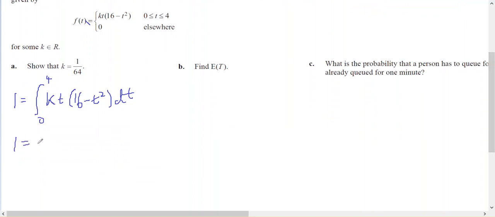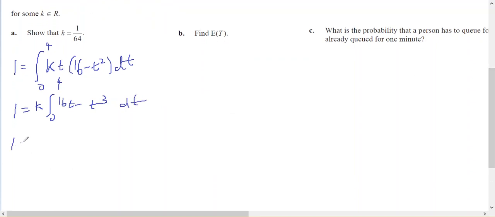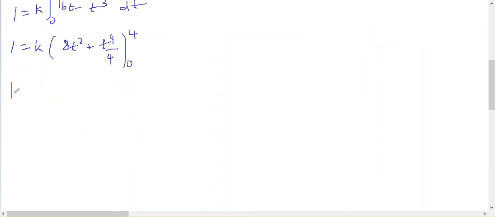Which means that 1 equals, I'll put a k out the front there, the integral from 0 to 4 of 16t minus t cubed dt, which is going to equal k times t squared on 2, so 8t squared, plus t to the 4 on 4, from 0 to 4, which means 1 equals k, 8 times 4 squared is 16, plus 4, so it's 16 times 16, all divided by 4. Sorry, minus 0, minus 0.